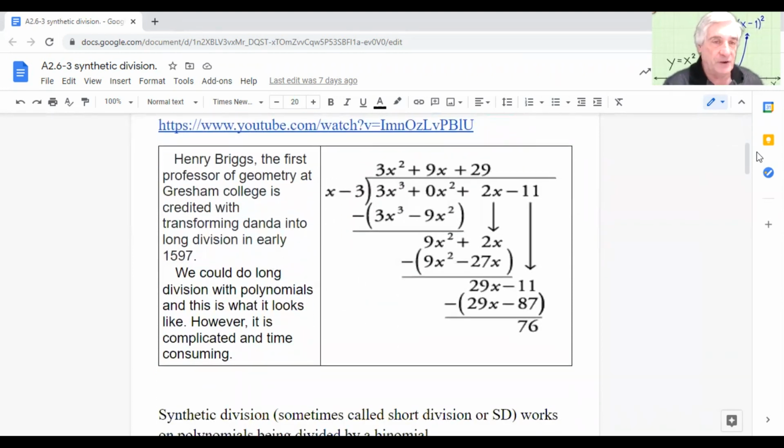Henry Briggs, the first professor of geometry at Gresham College, is credited with transforming division into long division in early 1597. We could do long division with polynomials, and this is what it looks like. But it's very complicated, it's very time consuming, and today I'm going to show you what we call short division or synthetic division.